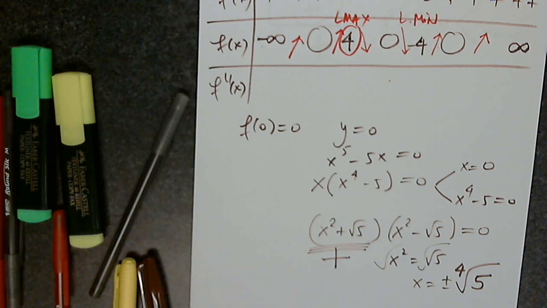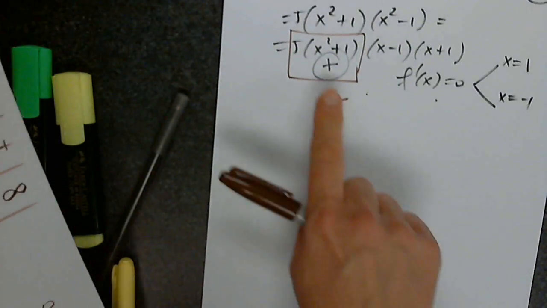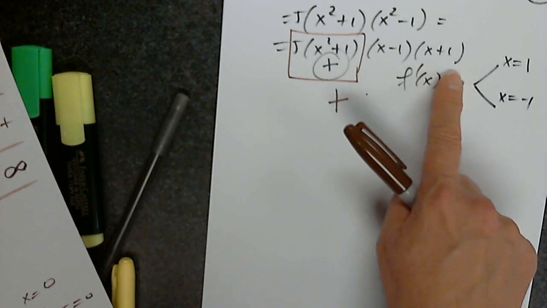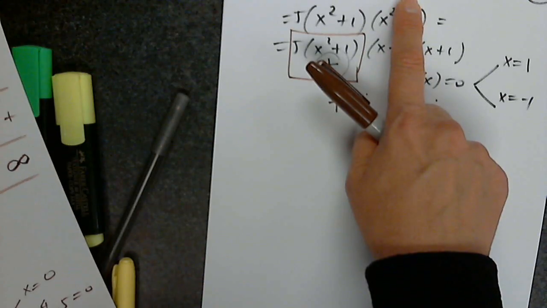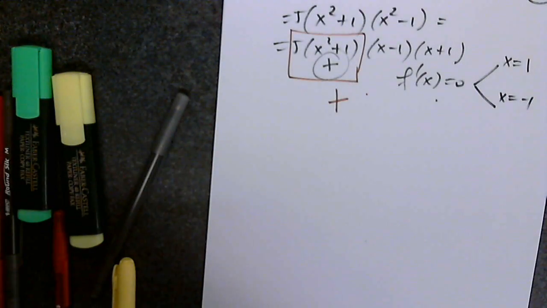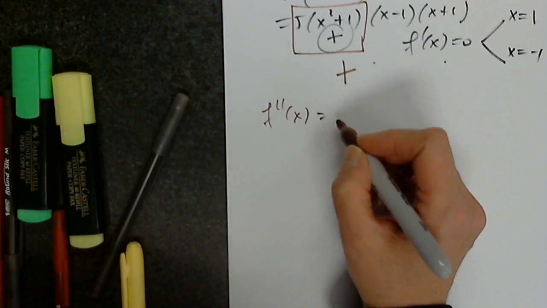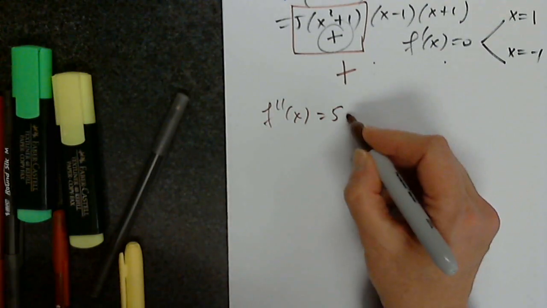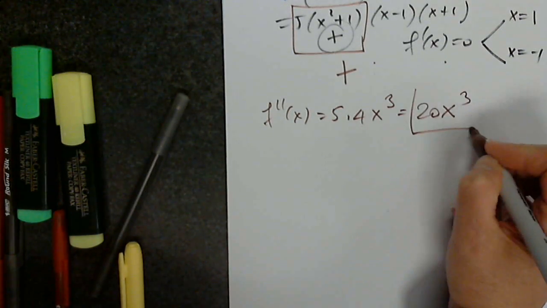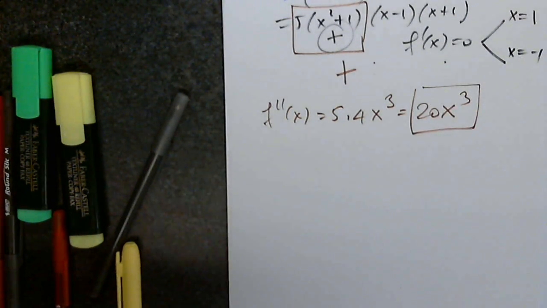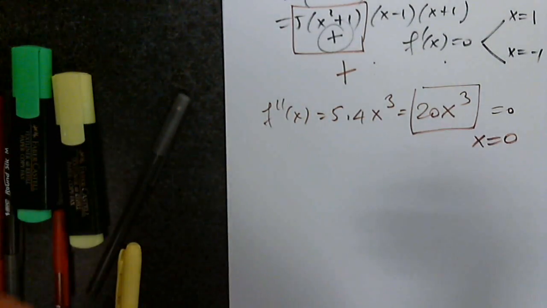Good. Now I have to determine the second derivative. Of course, I'm not going to look at this. Oh, no. I'm going to look at this. I'm going to leave the 5 outside because it's a constant times a function. So when I differentiate again, the second derivative, 5 is outside. I differentiate the inside. It's 4x to the third, which is 20x to the third. So this is 0 only when x is 0.